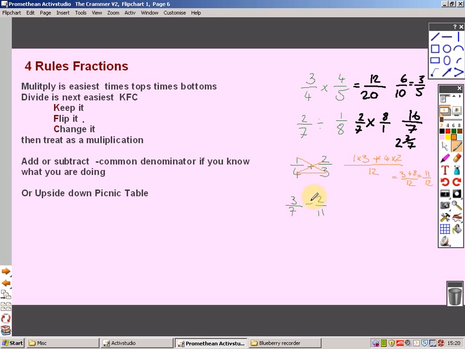Another example here, I'll put a negative 1 and subtract 1 in there just to show it's exactly the same. We draw the picnic table, 1, 2, 3. The first one I did was 3 times 11, which is 33. The second one was 2 times 7, which is 14. 7 times 11 is 77. This time it was a subtract question, so I'll put my minus sign in there. 33 subtract 14 is going to be 19, so it's 19/77. You could try and see if you can cancel that, but I know 19 is a prime number, so I can't.